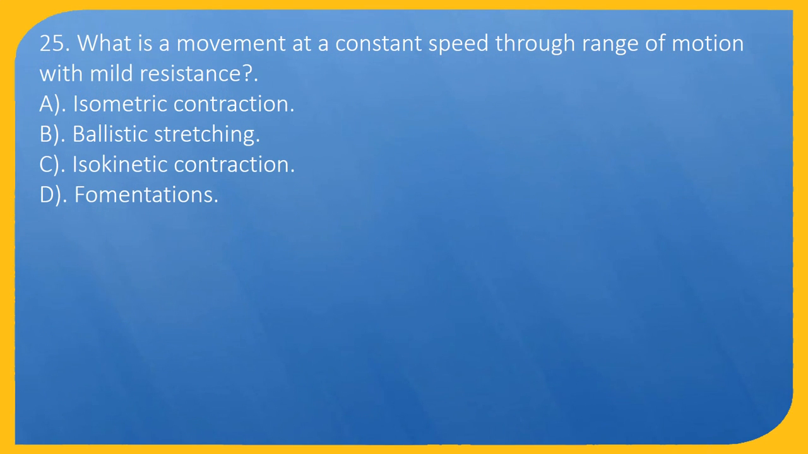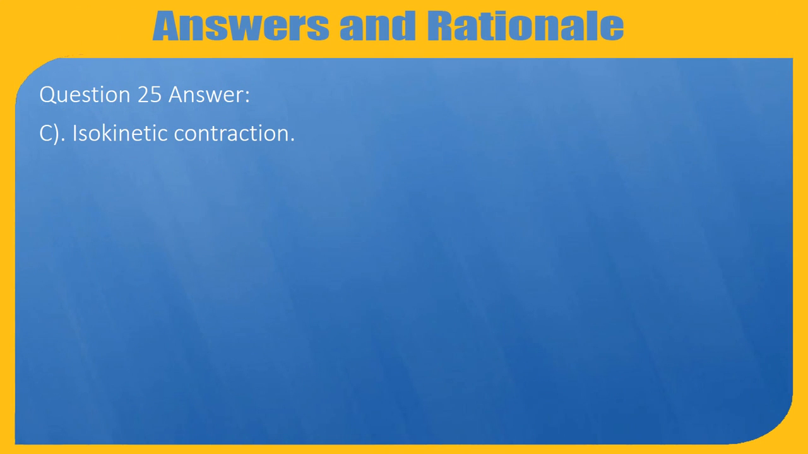Question 25. What is a movement at a constant speed through range of motion with mild resistance? A. Isometric contraction. B. Ballistic stretching. C. Isokinetic contraction. D. Fomentations. Question 25. Answer C. Isokinetic contraction.